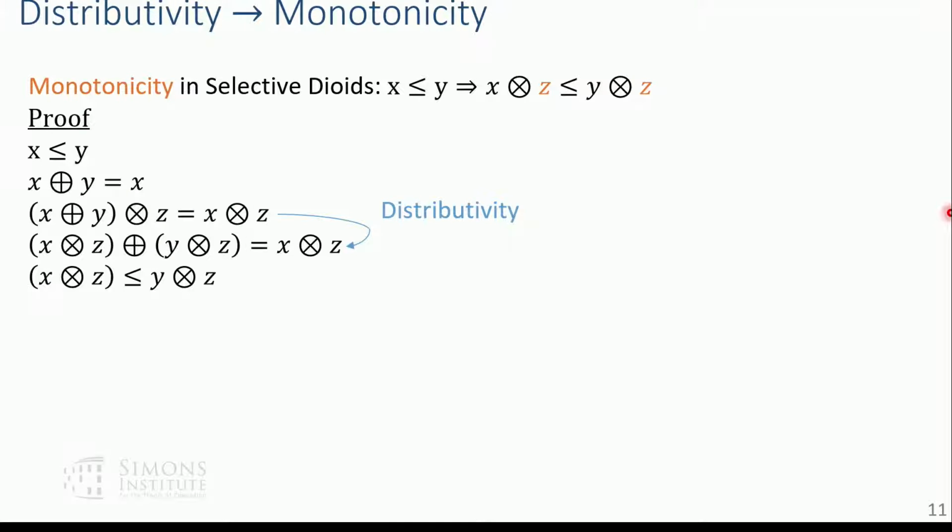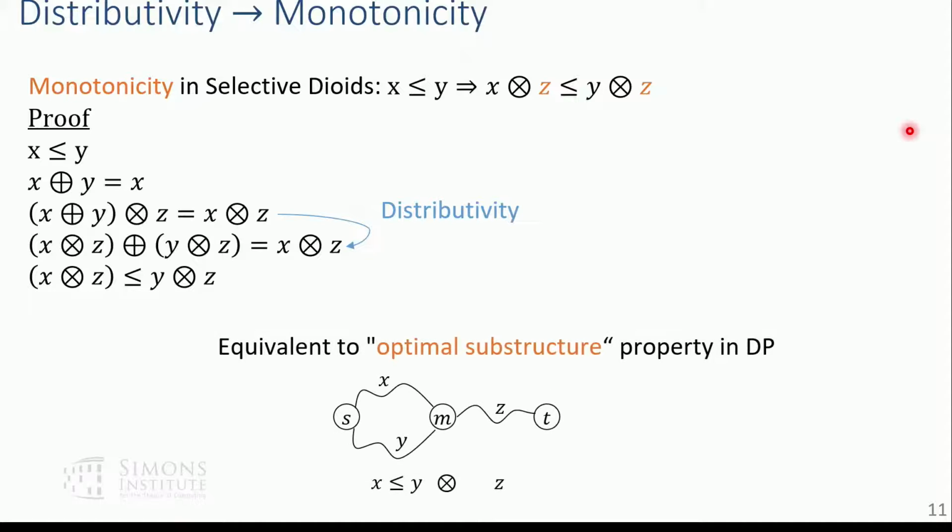Okay, now we have this order. And what we can show, the proof is very simple, I won't go through it, but essentially we can prove with distributivity that it has a certain kind of monotonicity. If we start with some inequality x less than y, we can multiply on both sides the same thing, and the inequality continues to hold. This property is also the same thing as the optimal substructure property in dynamic programming, if you think about it. Essentially what it says is that if you fix an optimal suffix, a subsolution, then you just need to pick the best x or y to find the overall optimal solution. So that's what dynamic programming does.